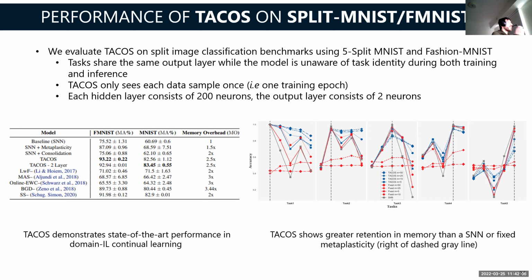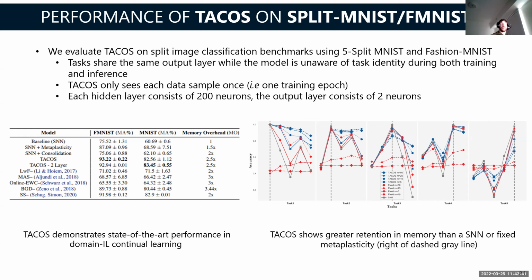So the important thing to focus on in these results is twofold. First is that we compare the baseline spiking neural network with just metaplasticity, what you do when you just add consolidation, and then the proposed approach, TACOS. And you can see a very significantly large increase in performance from TACOS, whereas just metaplasticity by itself or just consolidation by itself, no matter how we swept those parameters, couldn't get that same improvement in performance, especially in the MNIST case.